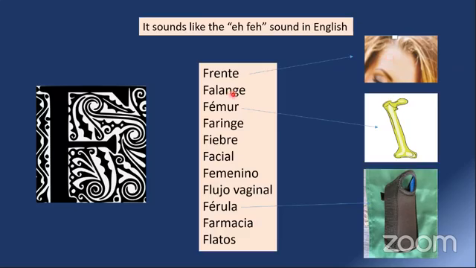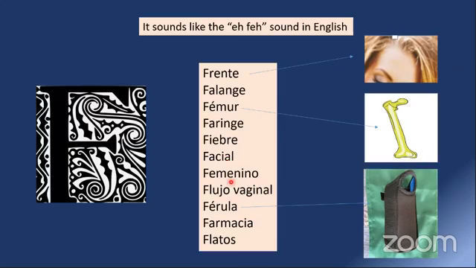Falange, you know what's that tiny little bone in our fingers, in our dedos. Femur, the big bone in your thigh. Faringe, the pharynx. Fiebre, fever. Facial, like the nerve, the facial nerve, el nervio facial. Facial is anything that refers to the face. Somebody can say it is a facial laceration. Laceración facial. Facial is the term to refer to anything in the face.